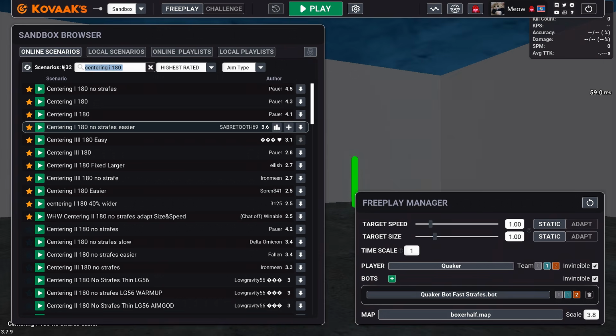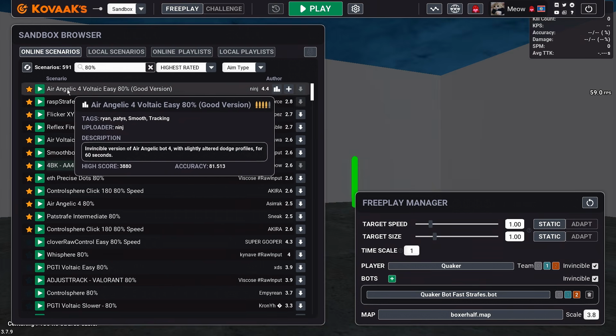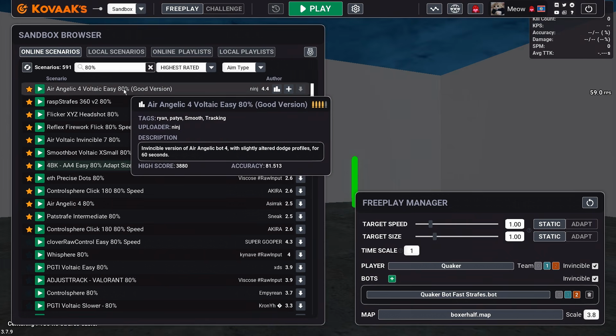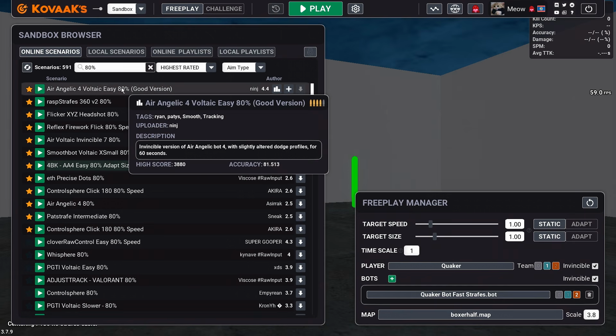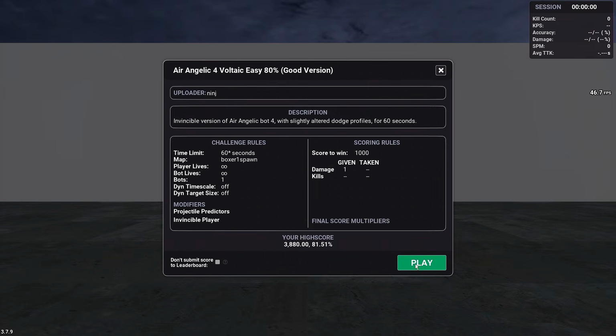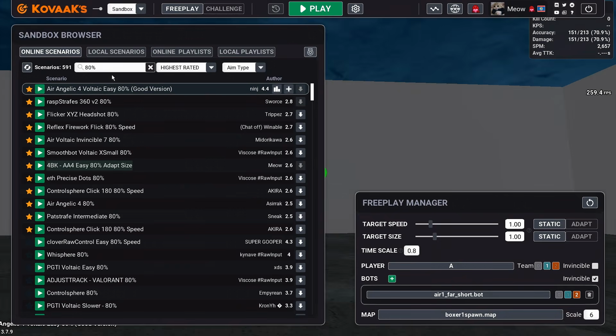A good thing to also do is to realize that some people structure it, for example, 80%. What does 80% mean? It means 80% of the scenario's original speed. So if 100% would be the full speed, 120 would be 20% faster, and 80, 70, 60 would be slower movement speeds. And this is really, really good because if you're shaking in this scenario and you see 80, you know what? Don't be afraid to go down to 70.